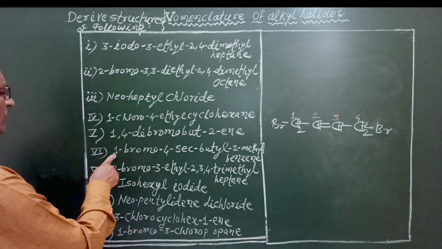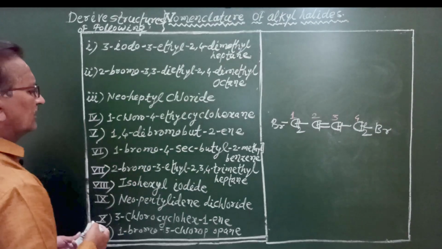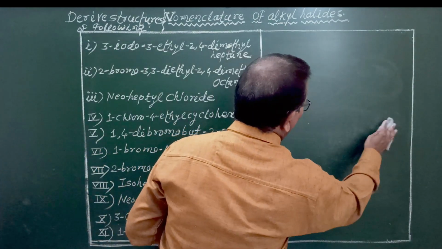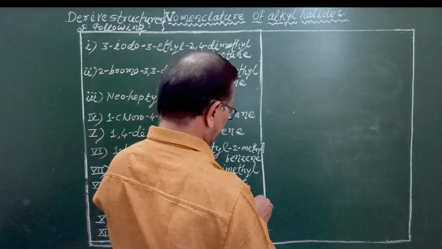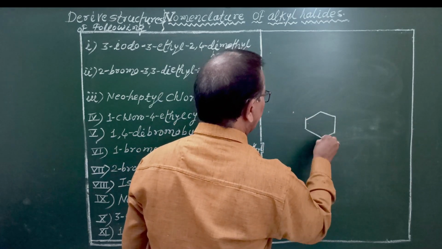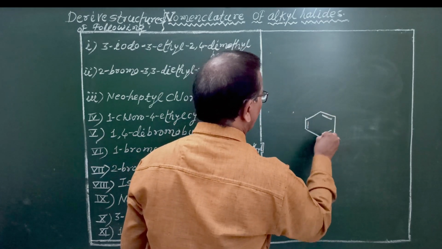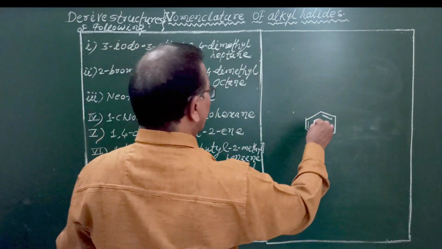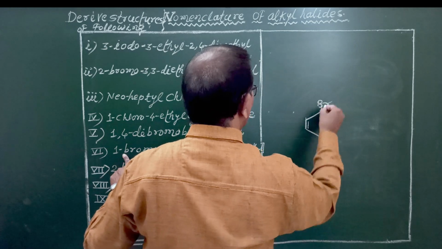Next one, 1-bromo 4-secondary butyl 2-methyl benzene. We must first of all draw the benzene ring. Benzene ring: a hexagonal ring containing alternate single and double bonds. This is benzene. What about the positions of the substituents? The bromine atom is bonded to carbon number 1.